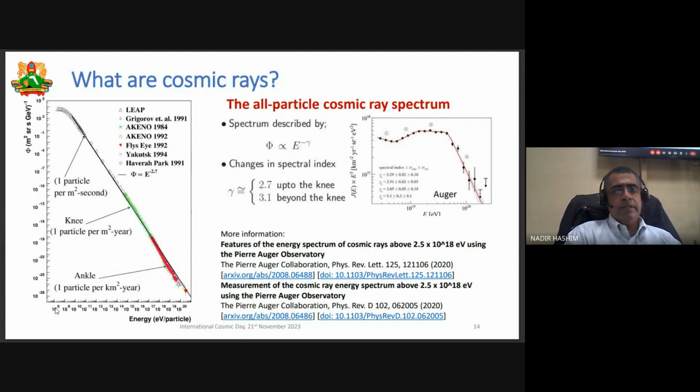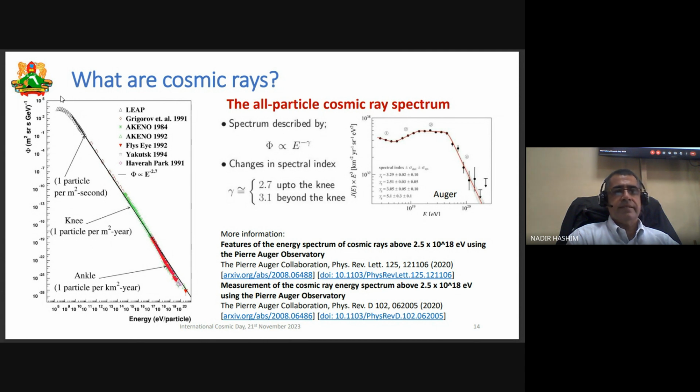At low energies, you've got cosmic ray particles hitting your detector on average at 1 particle per square meter per second. As the energy of the cosmic ray particles increases, you have 1 particle per square meter per year. This is typically at 10^15 electron volts. Further on that spectrum, we have ultra high energy cosmic rays, and the flux is approximately 1 particle per square kilometer per year.